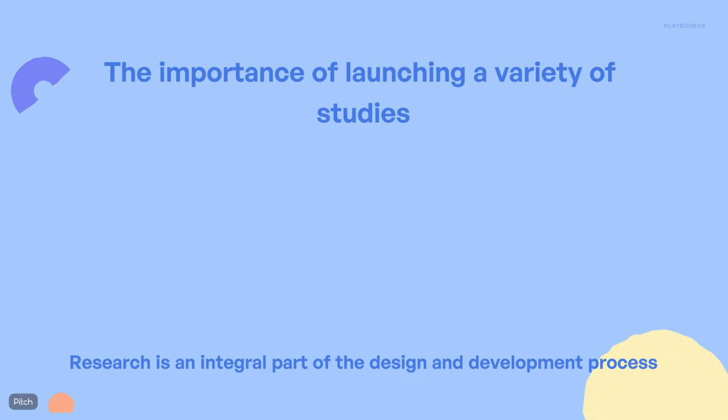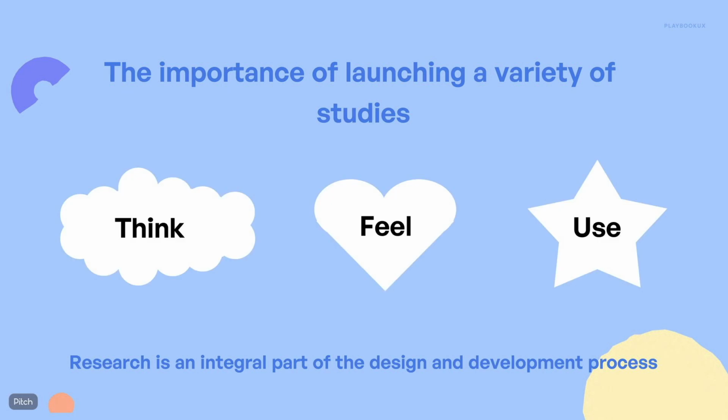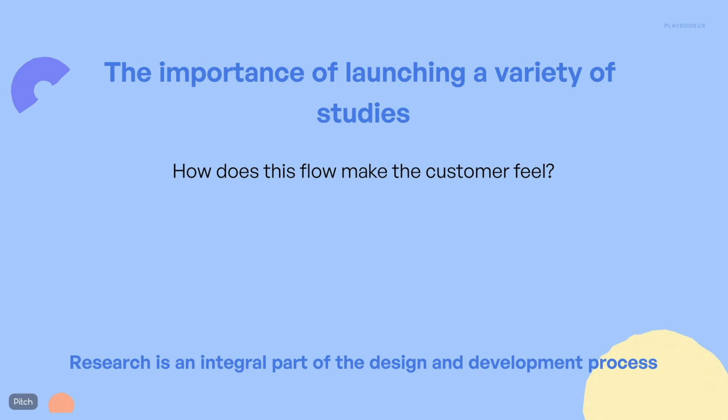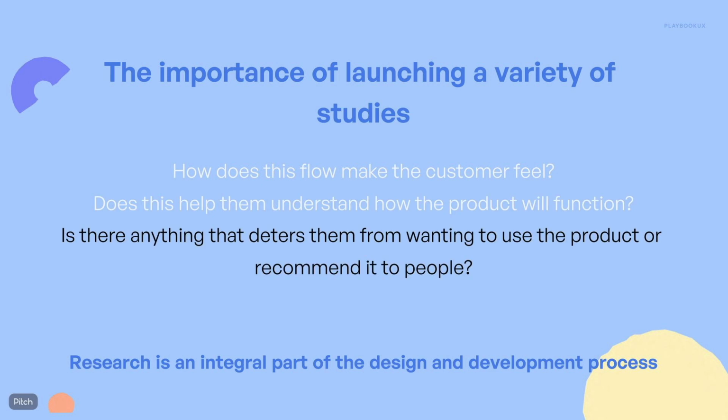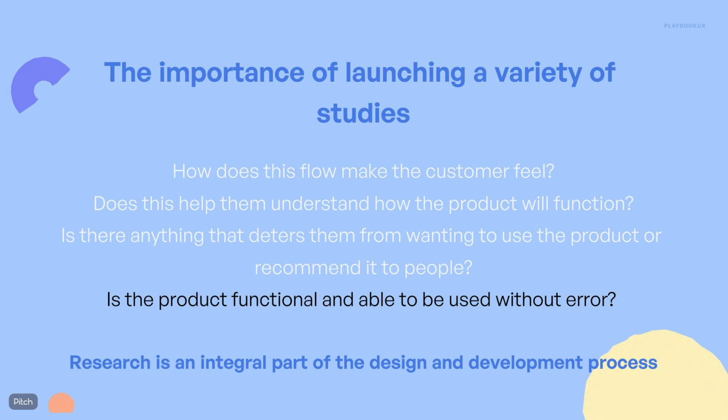First, let's talk about the importance of running a variety of different types of studies. In the world of development and design, research is an integral part of the process. It helps you understand how people think, feel, and use the product or process that you're working on. Most of the time, researchers will run a variety of different studies while developing a new feature, and these studies can vary depending on the information that they're trying to receive. How does this flow make the customer feel? Does this help them understand how the product will function? Is there anything that deters them from wanting to use the product or recommend it to people? Is the product functional and able to be used without error? And so on and so forth.